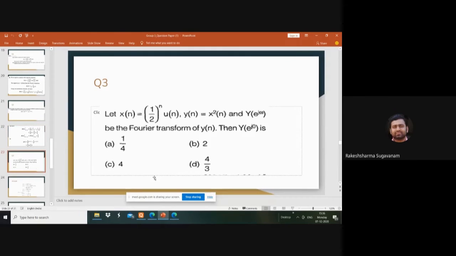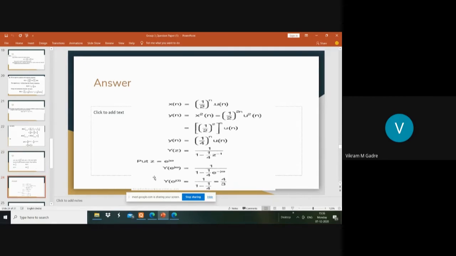Yes. One more question. You are given that x of n equal to 1 by 2 power n u of n. y of n is calculated as x square of n, and y of e power j omega is the Fourier transform of y of n. The y of e power j 0 is, the answer is 4 by 3. Next slide. You need to convolve. Very good. So x square of n equals 1 by 2 power n u square of n, 1 by 2 power 2 whole power n u of n. So 1 by 4 power n u of n.